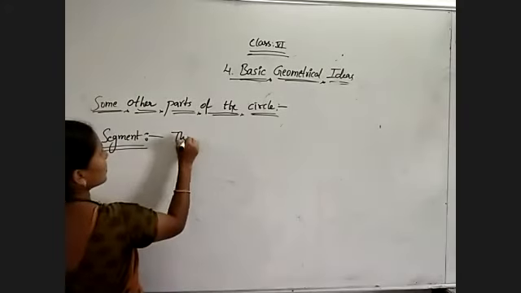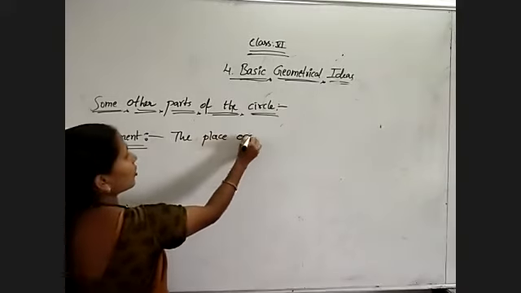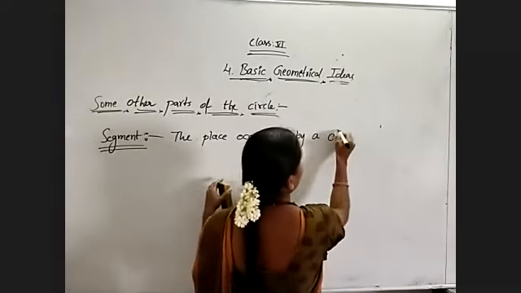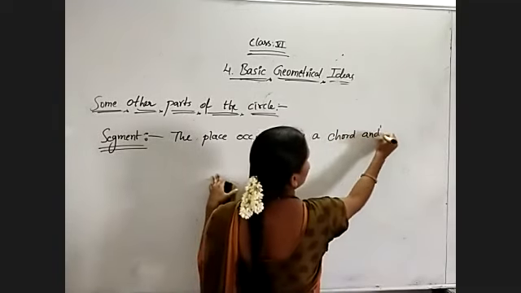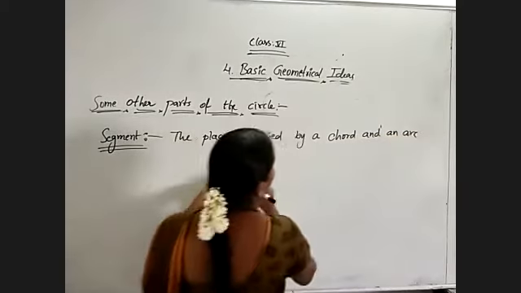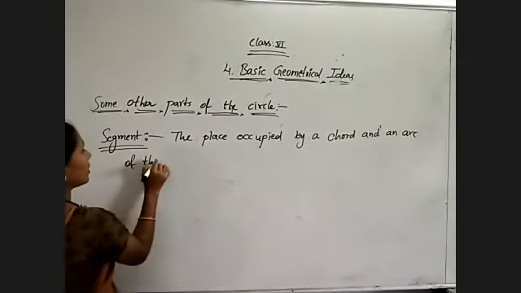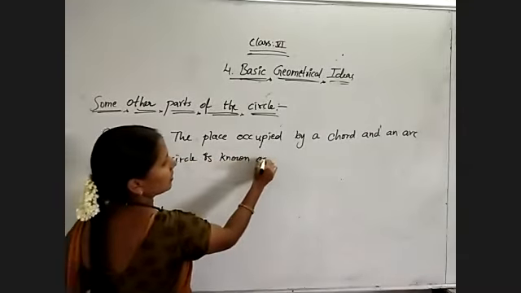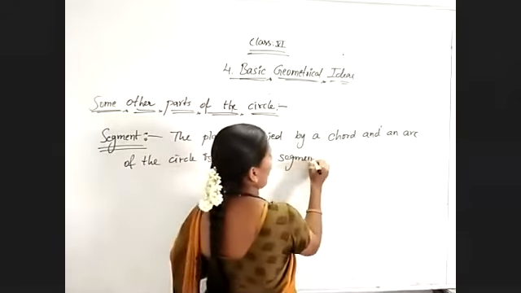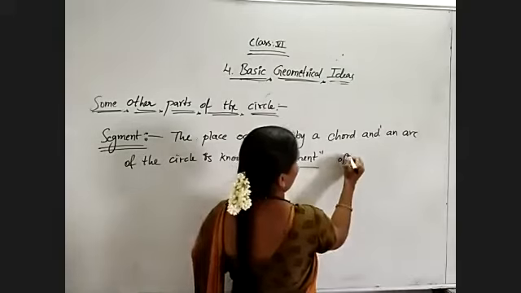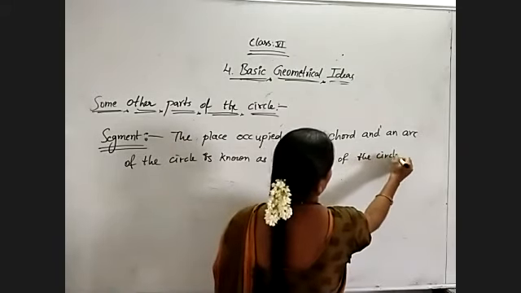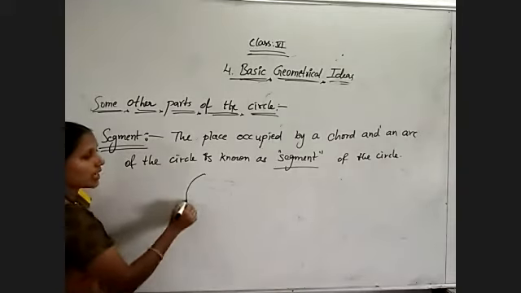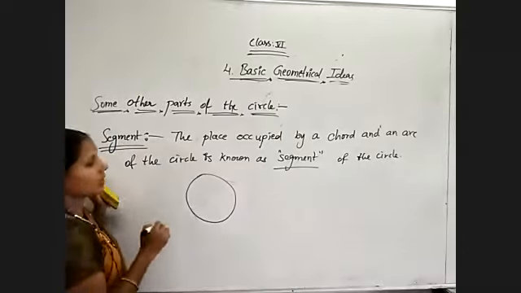So the place occupied by a chord and an arc of the circle is known as a segment of the circle. Okay, segment of the circle. And here we have two types of segments, major segment and minor segment.